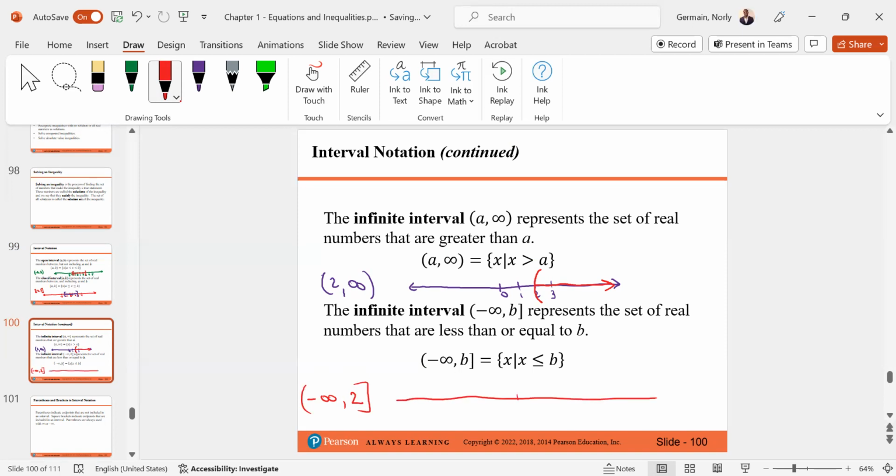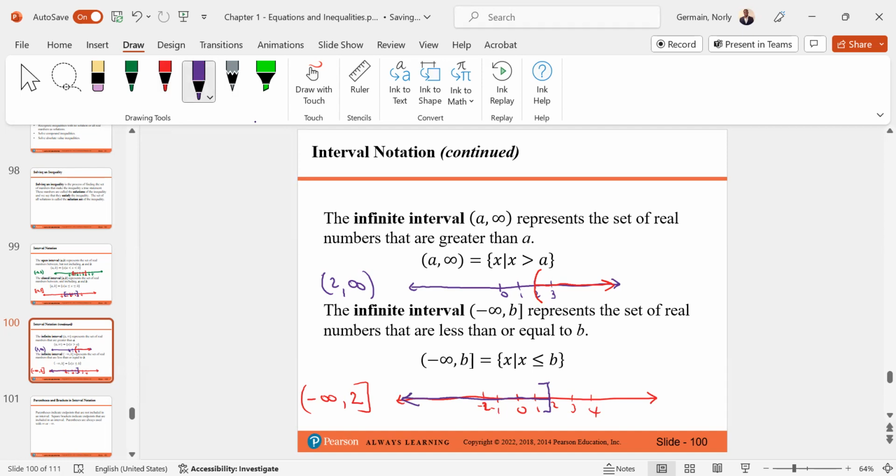If I have a straight line, I have 0, 1, 2, 3, 4, and of course below 0 we have -1. I don't need to write everything. I just want to show you how that works. Well, actually here, remember you come from negative infinity and you stop at 2, but remember 2 is inclusive, so we use a bracket for that. This is the graphing representation of the infinite interval negative infinity to 2.